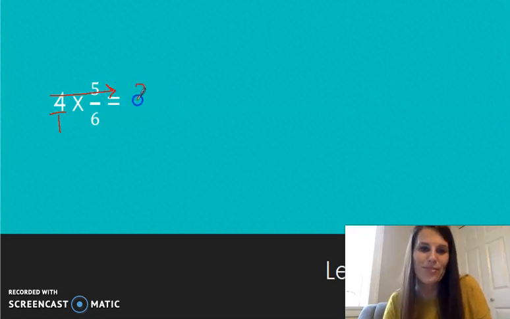Yep, 20. And then your denominator, you go across the bottom. 1 times 6. Go ahead, whisper it to me, everybody. You got it. It's going to be 6. Now, this is an improper fraction, and we cannot leave it as an improper fraction.